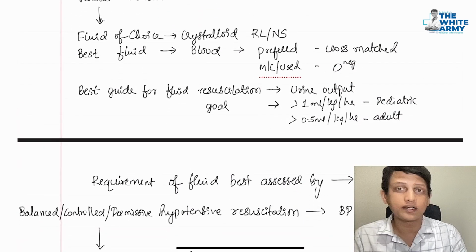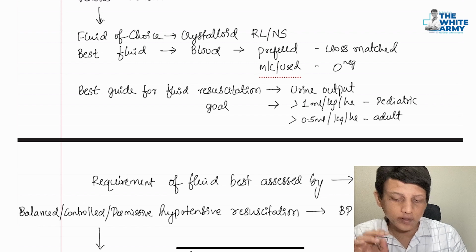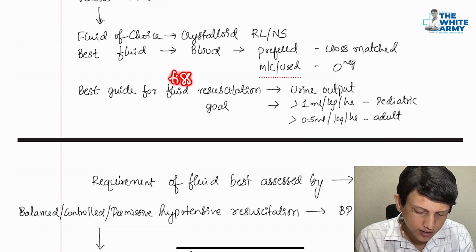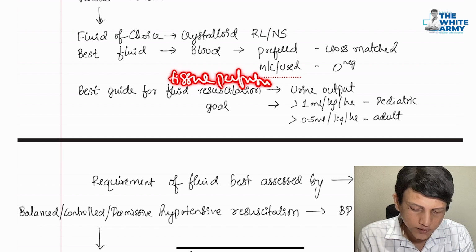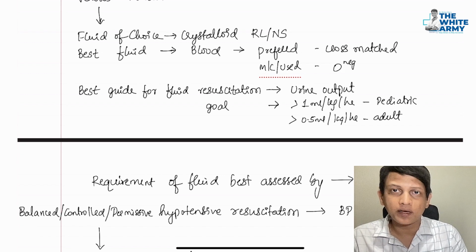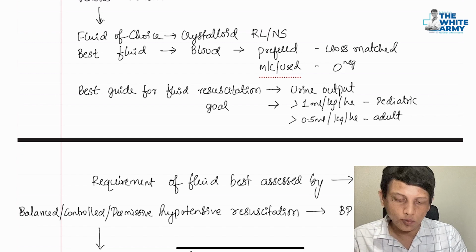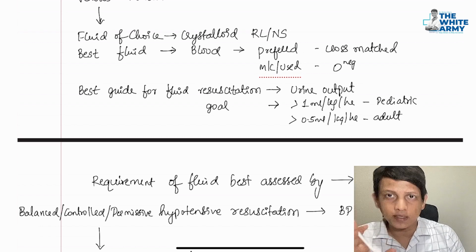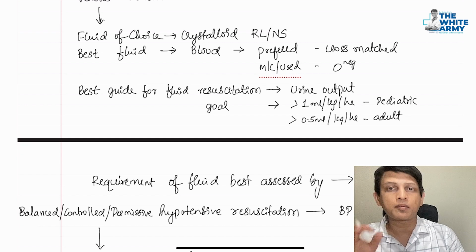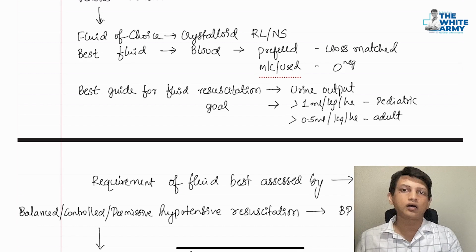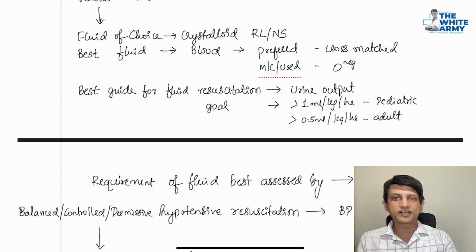If they ask for the best guide for fluid resuscitation or tissue perfusion, it is urine output. The goal is to achieve 1 ml per kg per hour. In pediatric patients, more than 0.5 ml per kg per hour of urine output should be there. In an adult patient of 60 kgs, a minimum of 30 ml per hour urine output means it's adequate. Less than that means he is hypovolemic, and you have to increase the fluids. Hope it's clear.